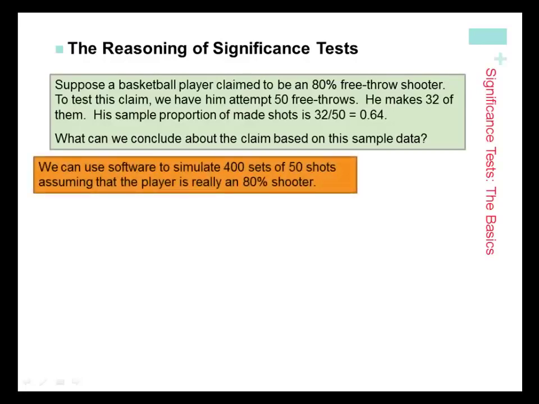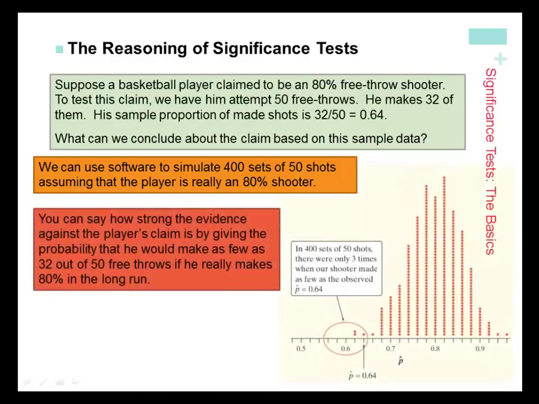So what you could do is you could use statistical software and simulate 400 sets of shooting 50 free throws, assuming that the player is really an 80% shooter. If you did that and did a dot plot, it may end up looking like this. In taking a look at this dot plot and finding 0.64 on the x-axis, you can see that only 3 of the 400 sets of 50 shots gave us a value of 0.64 or lower.